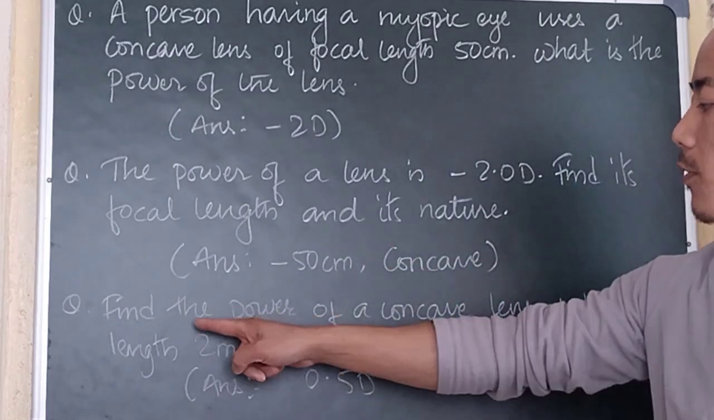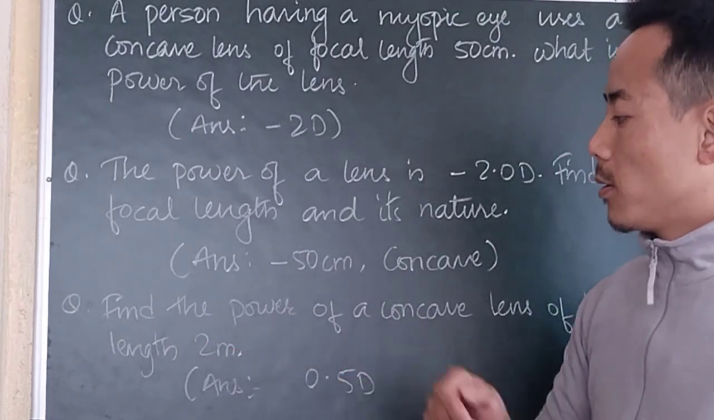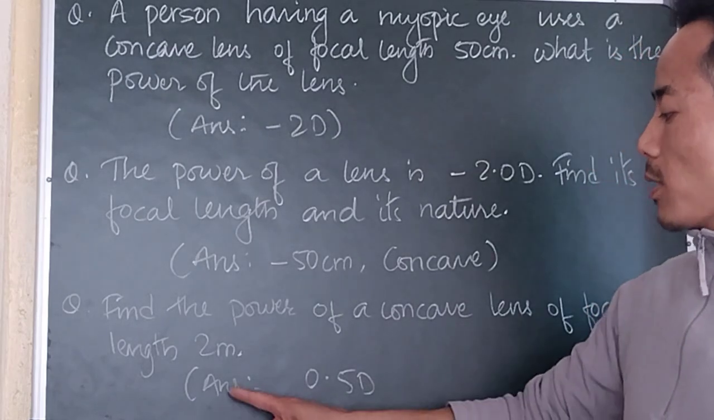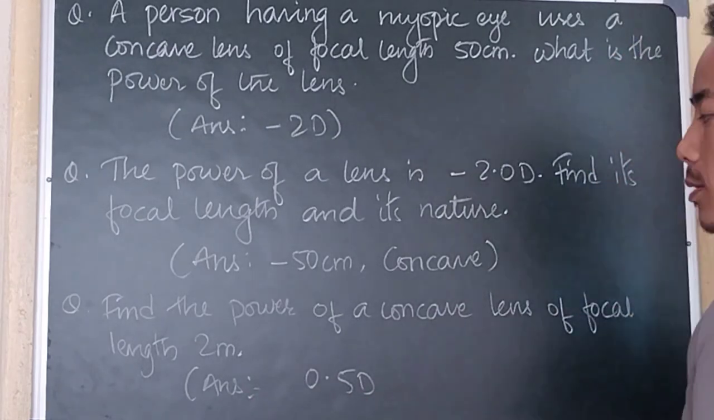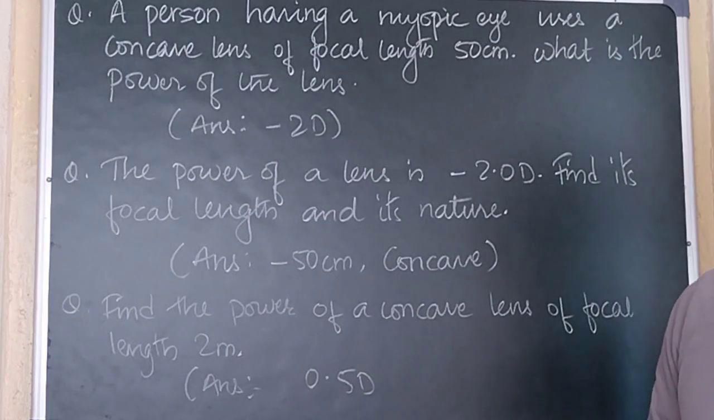And the third question: find the power of a concave lens of focal length 2 meter. Here the focal length is given in meter itself, so you don't have to convert it into meter. Alright, so the answer will be 0.5 diopter. So you just practice these questions. If you are getting the answer, then it means that you have understood.